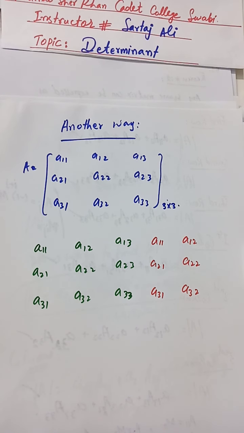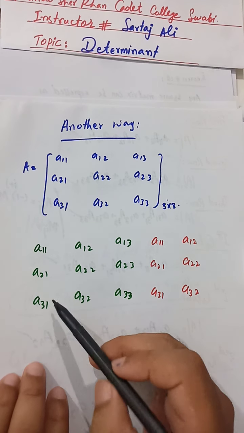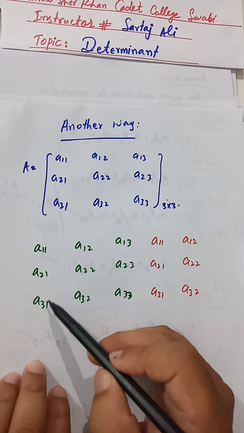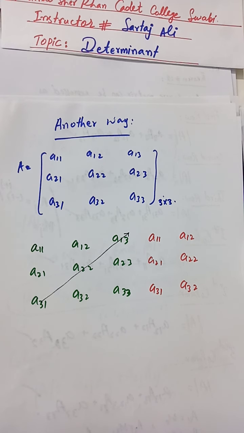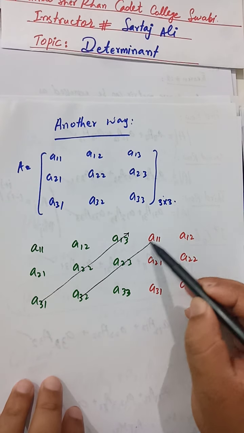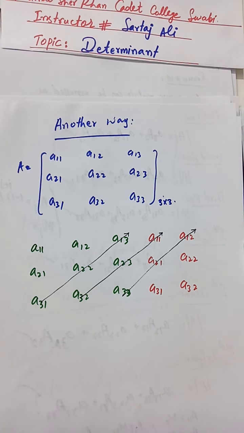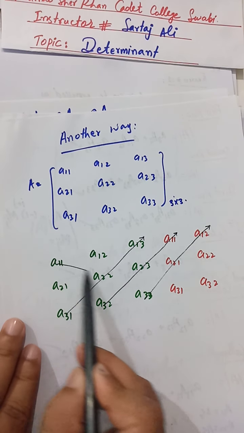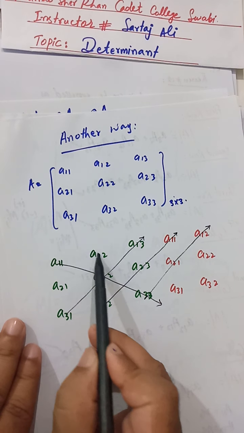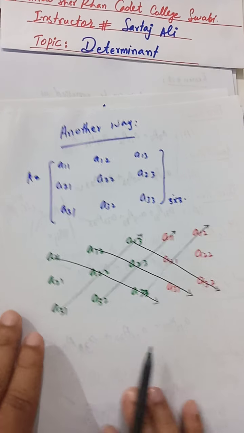Okay, now you see these arrows have an upward direction, this arrow is also upward, and this arrow is also upward. Now this arrow is directed downward, this is also directed downward, and this is also directed downward.